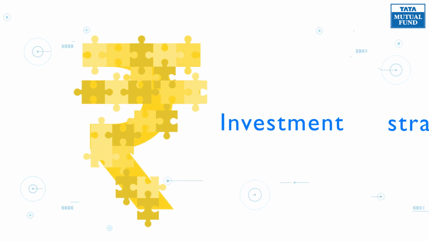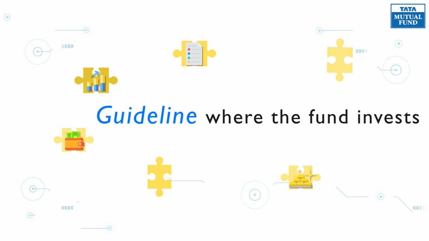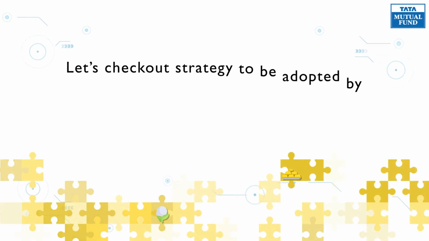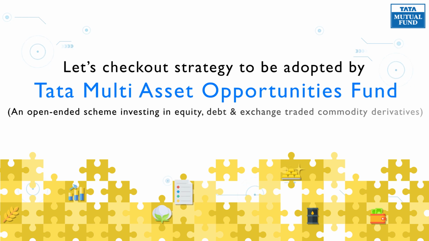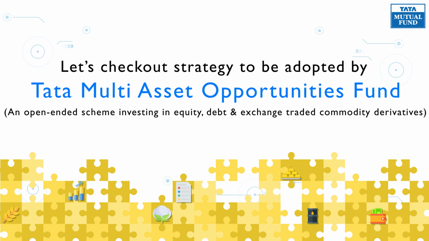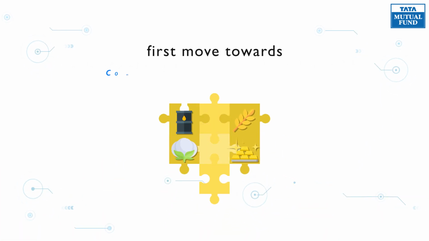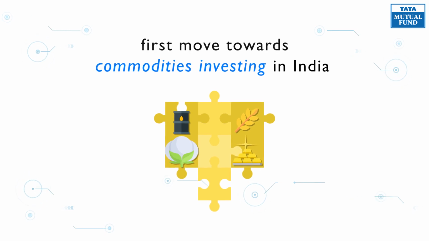A well-defined investment strategy is like a guideline that states where the fund invests. Let's check out the strategy adopted by Tata Multi-Asset Opportunities Fund, an open-ended scheme investing in equity, debt and exchange-traded commodity derivatives that has made the first move towards commodities investing through exchange-traded commodity derivatives in India.